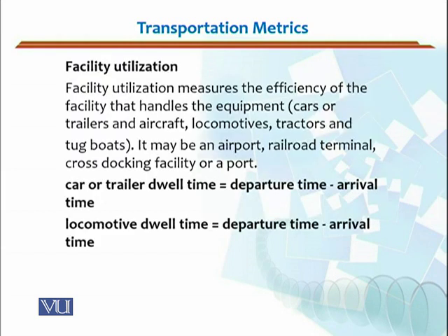Then we have facility utilization. Facility utilization measures the efficiency of the facility that handles the equipment, that is the cars or the trailers or the aircrafts or the locomotives or tractors or tugboats. It may be an airport, railroad terminal, cross-docking facility, or a port. So car or trailer dwell time is actually used to find the facility utilization. This is equal to the departure time minus the arrival time. And locomotive dwell time is equal to departure time minus the arrival time.